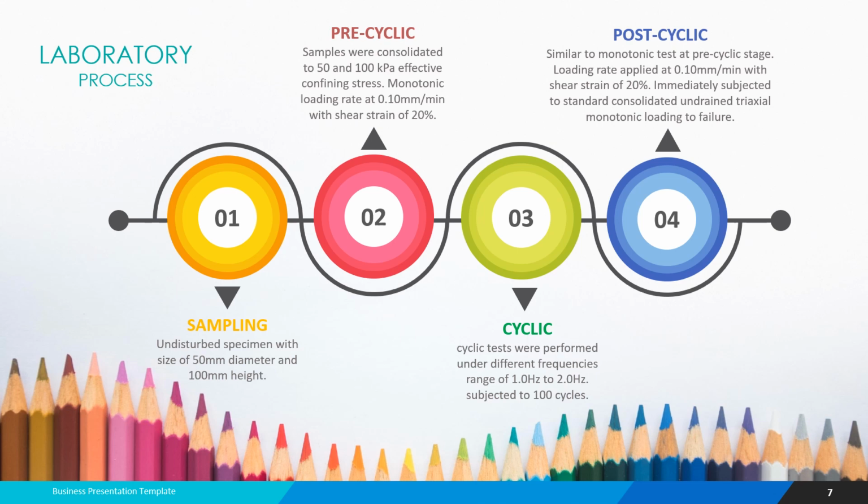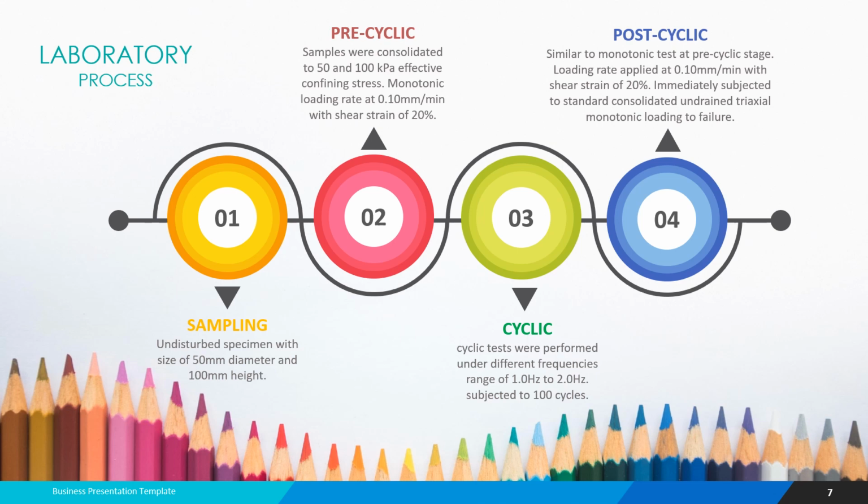Second, pre-cyclic. Samples were consolidated to 50 and 100 kPa effective confining stress, with a monotonic loading rate of 0.10 mm per minute, which is a shear strength of about 20%.